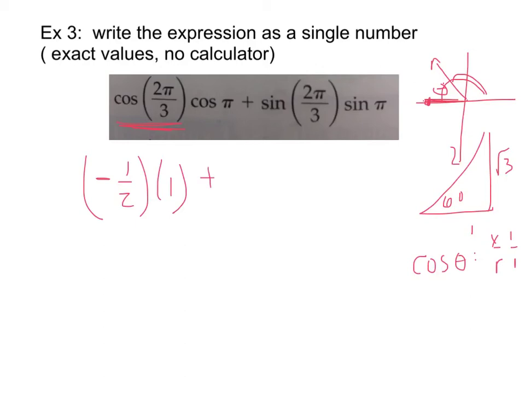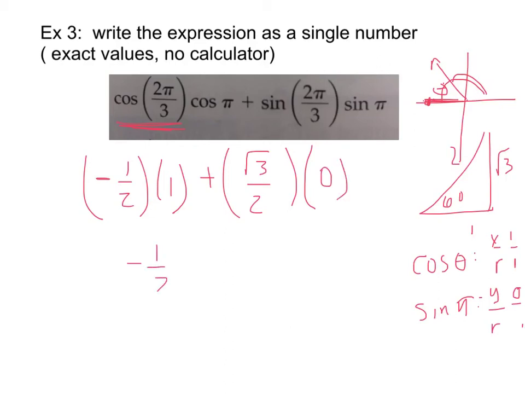plus the sine of 2 pi over 3. The sine of that is root 3 over 2. I'm in the second quadrant, it's positive. The sine is y over r, so the sine of pi is y over r. The y is 0, so 0 over 1 is 0. So negative 1/2 times 1 is negative 1/2. Root 3 over 2 times 0 is 0. So the answer to this problem is negative 1/2.